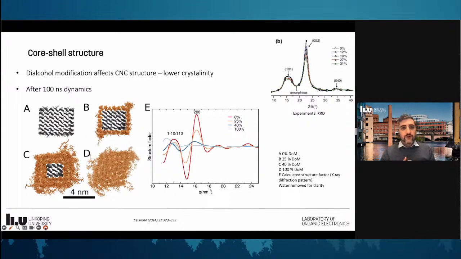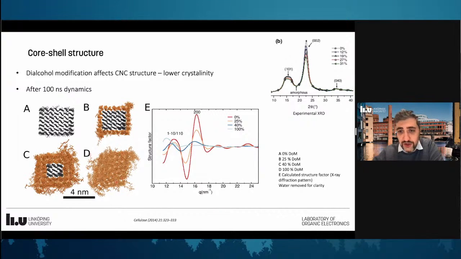Let's look into what we obtained from these simulations. First, we simulated these fibers for 100 nanoseconds, and we look at what their structure looks like after 100 nanoseconds. When we increase the degree of modification, we see that this shell of dialcohol cellulose, of course, becomes more and more amorphous, and the crystalline core is more or less preserved.